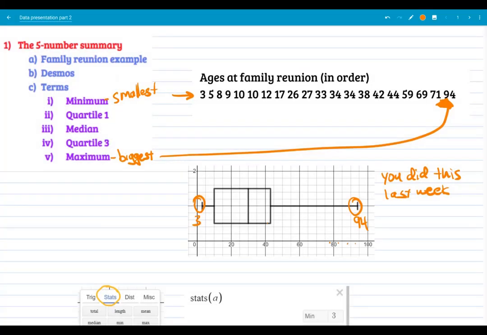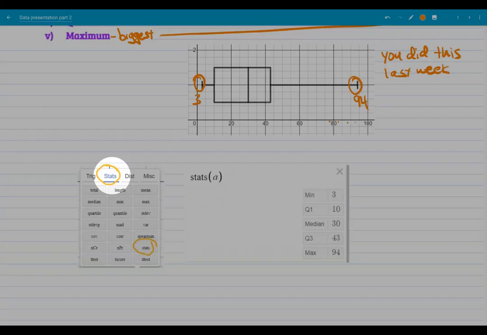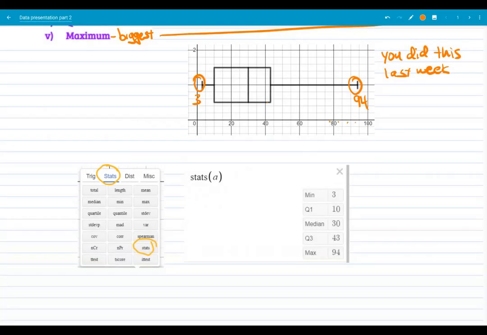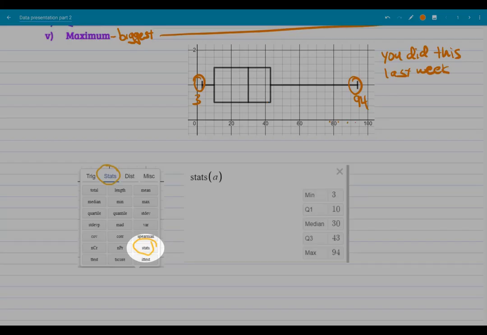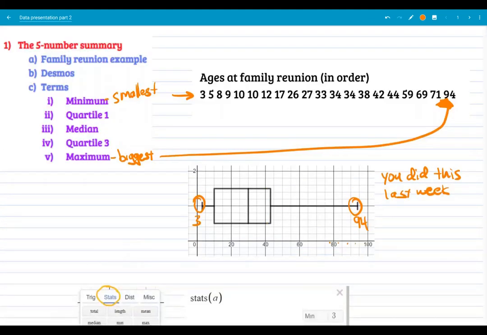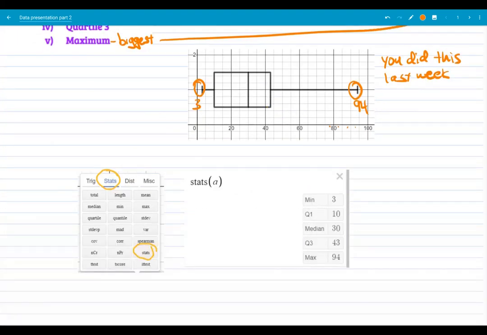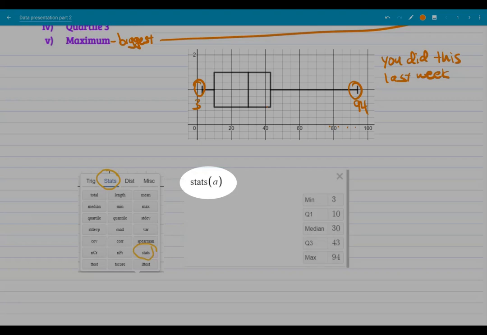So on Desmos, I'm going to show you the next button. I want you to go to Stats on Desmos, and type stats and the letter of your set of data. So I'm going to call this the alpha family. The alpha family has a 3-year-old and a 94-year-old in it. I put all the data in. I said stats A. And this is what I got. I got the 5-number summary.